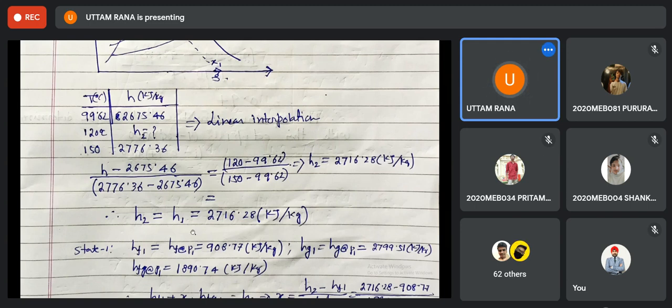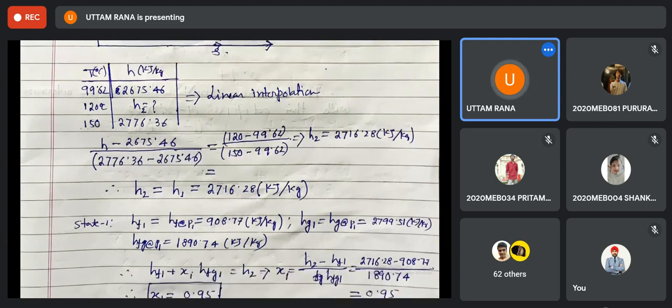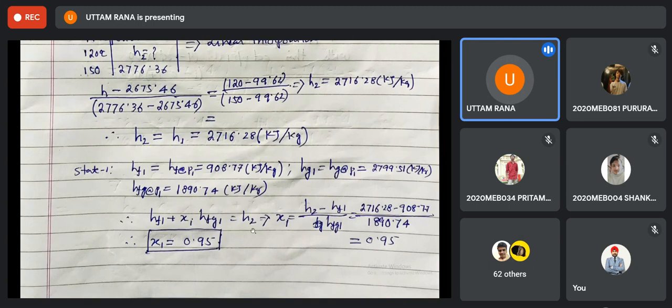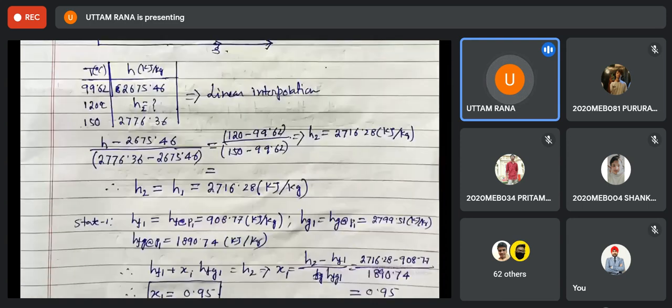So H1 should be equal to H2. Now, what is H1? H1 is in the wet steam. So H1 may be written as HF corresponding to that pressure plus the quality of the steam into HFG. Okay, so H1 is basically HF1 plus X1 into HFG. Now, what is HF1? From the thermodynamic table, we get HF1 corresponding to pressure P1, which is 2 MPa, is 908.77 kilojoule per kg, and HFG is 1890.74 kilojoule per kg. So if we write these values, we can find the value of X1. X1 is basically 0.95.